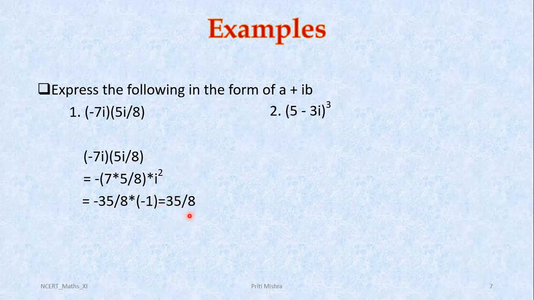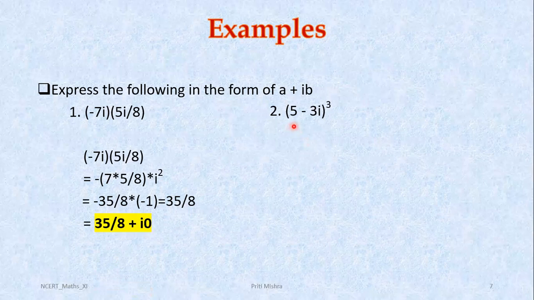As we have to represent it in the form of a plus ib, as you can see here, we are not having any term which is involving iota, means this is a purely real complex number. So we are writing it like 35 by 8 plus i0 in order to denote it like a plus ib, right? So this is the answer.